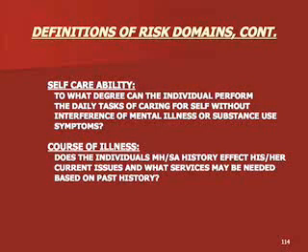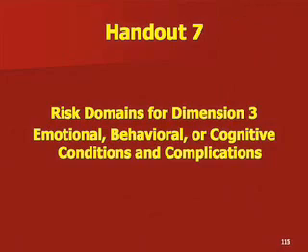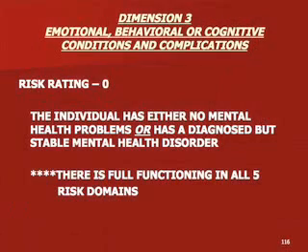What I'm going to do right now is take a look at handout number 7, where I have helped you with the risk ratings under each domain. Here we are in dimension 3. A risk rating of 0 would mean what? They either have no mental health issues or have a diagnosis, but they're stable. There's full functioning in all of the 5 risk domains.